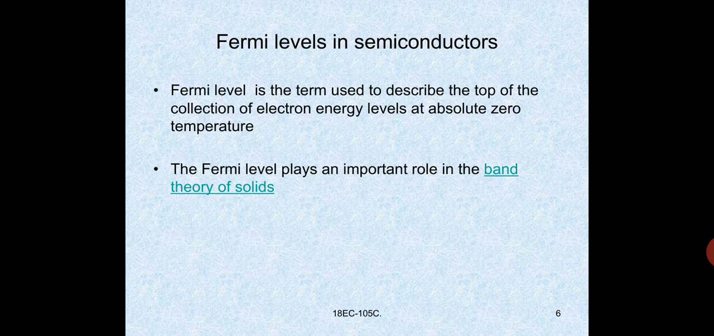In doped semiconductors, the p-type and the n-type, the Fermi level is shifted by the impurities. We will see what these doped semiconductors are, and we will look into the details of this in the next few minutes.